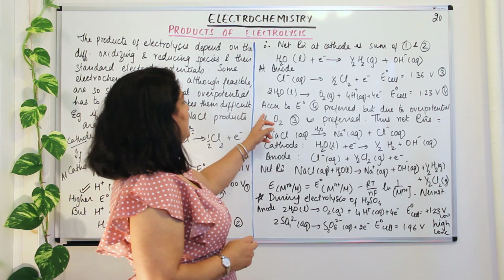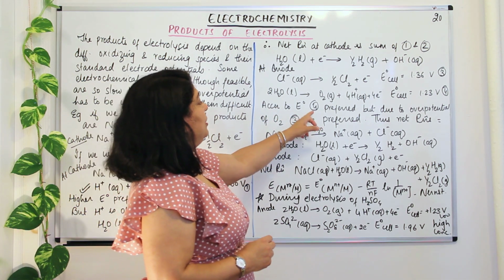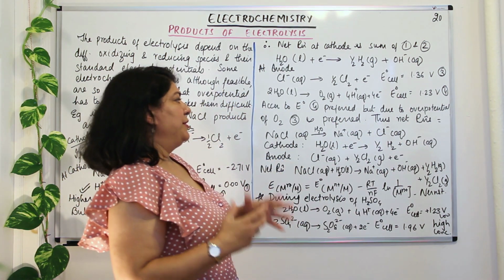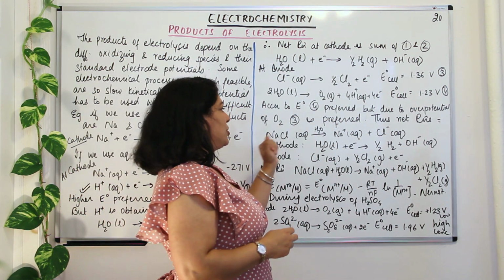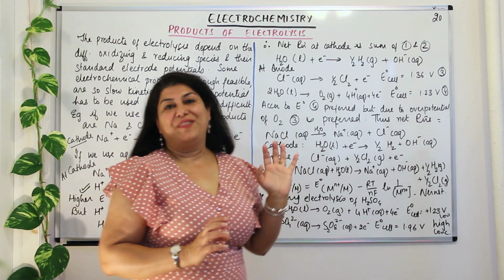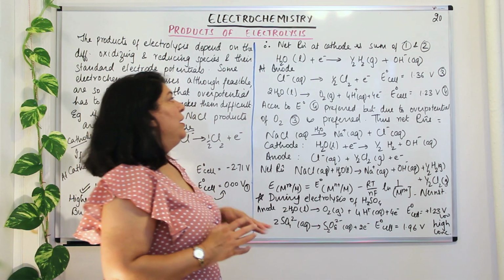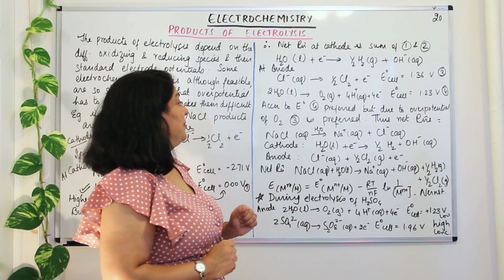So let me just read this. According to the standard electrode potential, reaction 4, now this is 4 and this is 3, reaction 4 is preferred, but due to overpotential of oxygen, 3 is preferred. What occurs is reaction 3, that is, chloride ion will get oxidized.